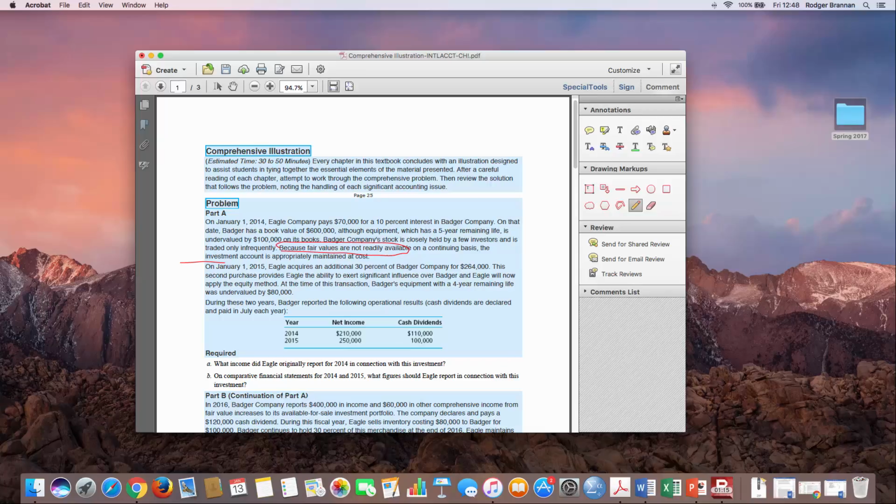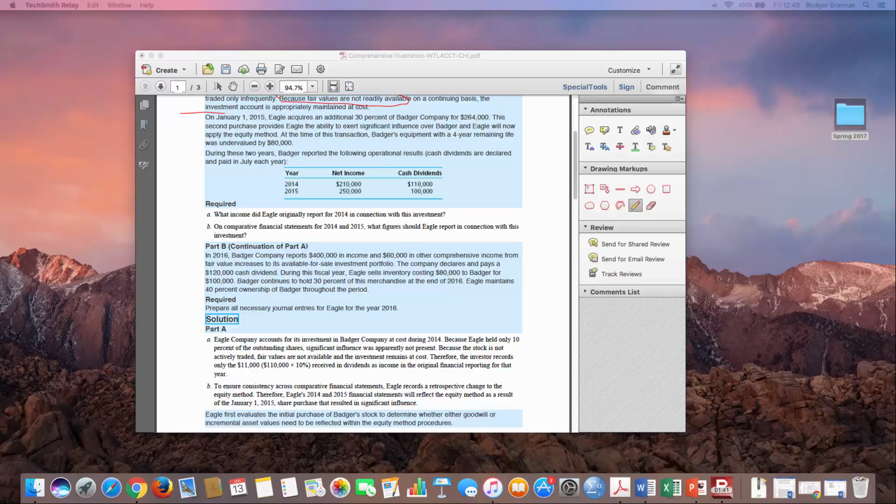The other issue that would occur at the end of the year would be the recognition of dividend income. And since Badger declared a $110,000 dividend, Eagle, the parent company, would simply recognize the $11,000 of dividend income by debiting cash and crediting the dividend income. And that would be all that they would be required to do for the first year.